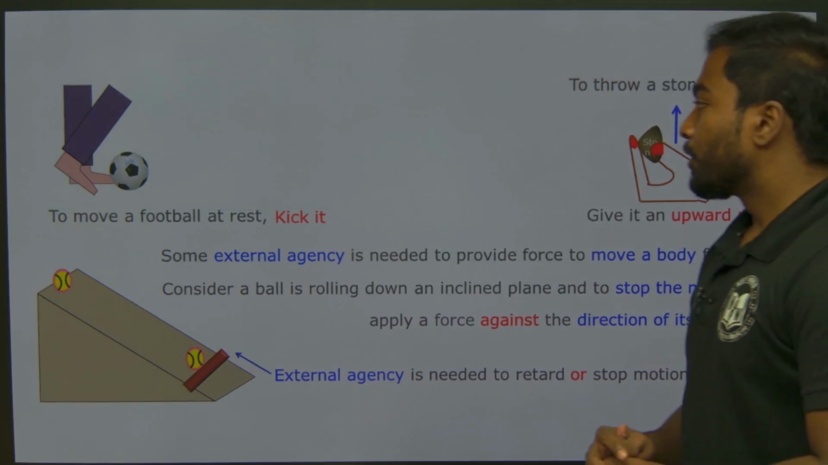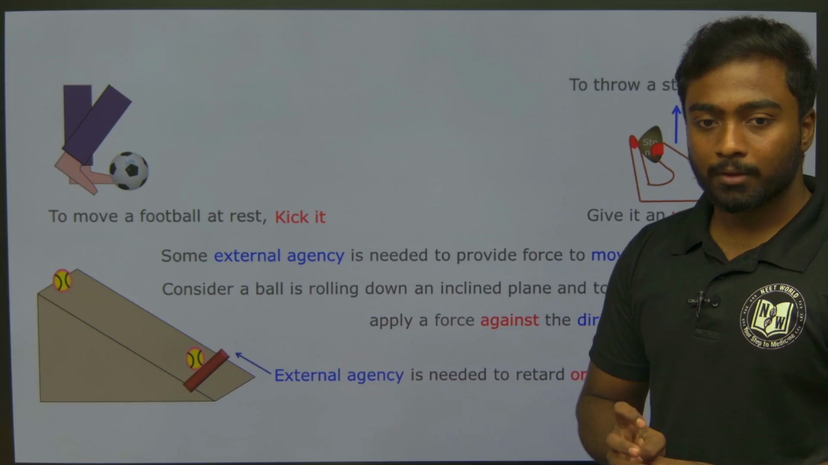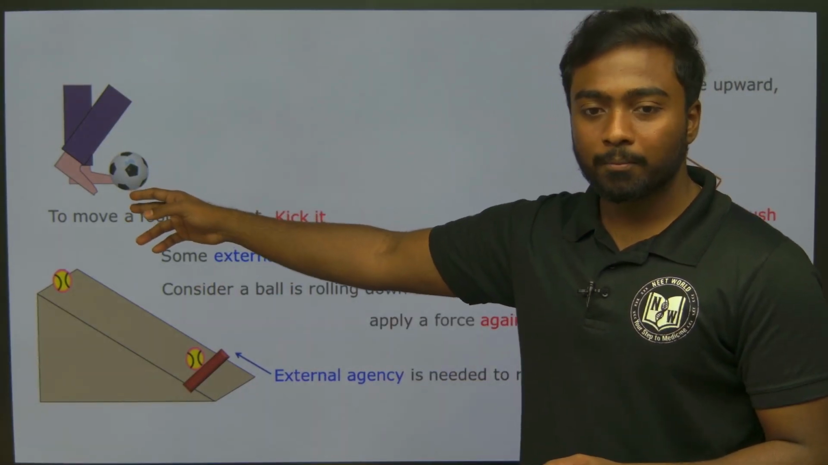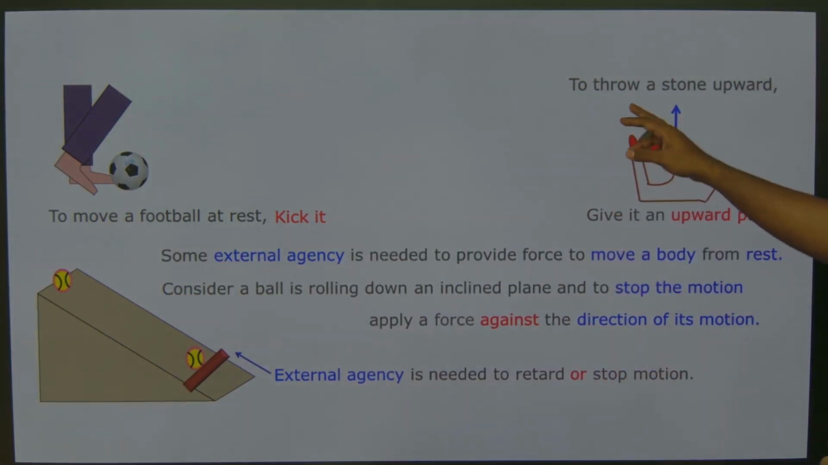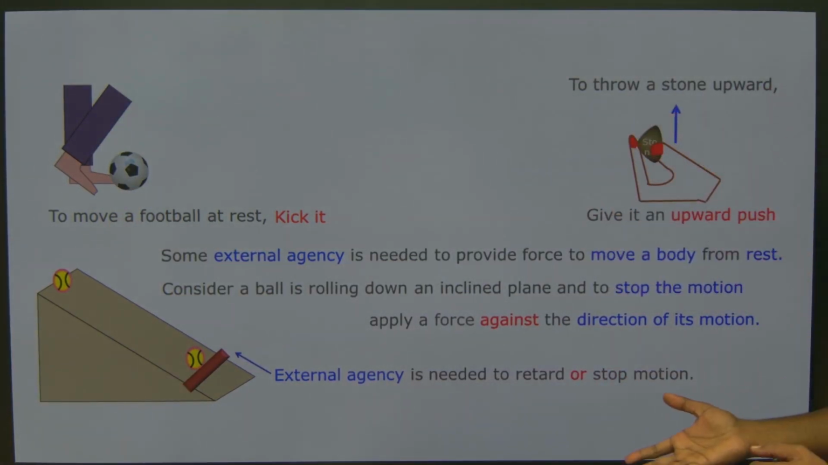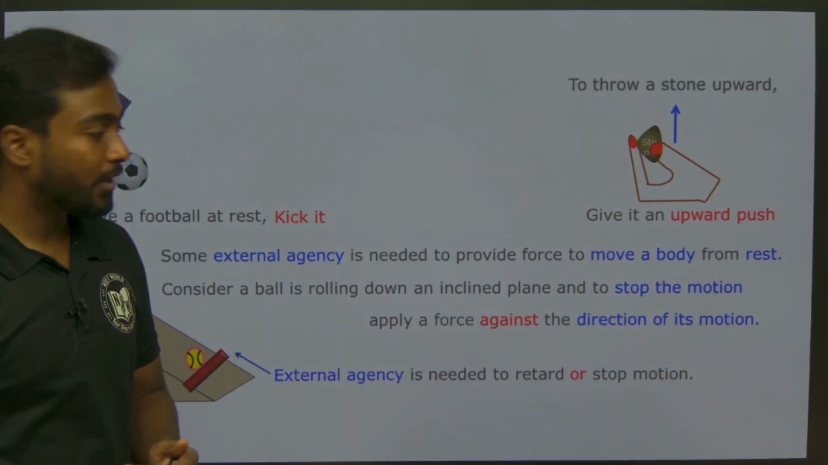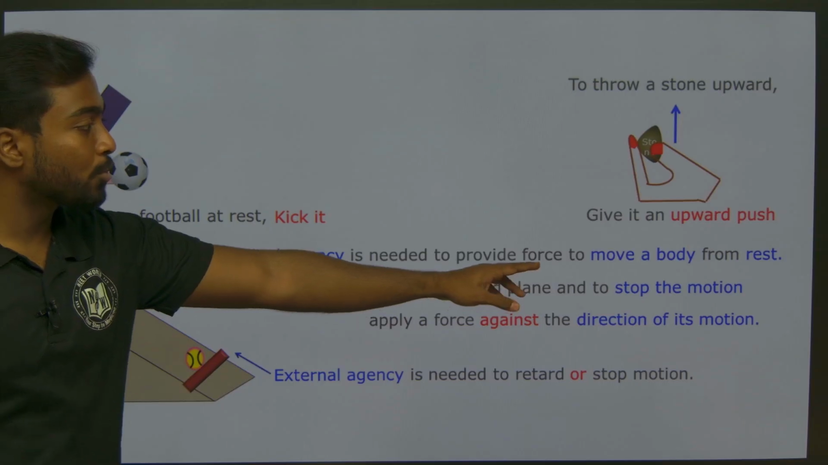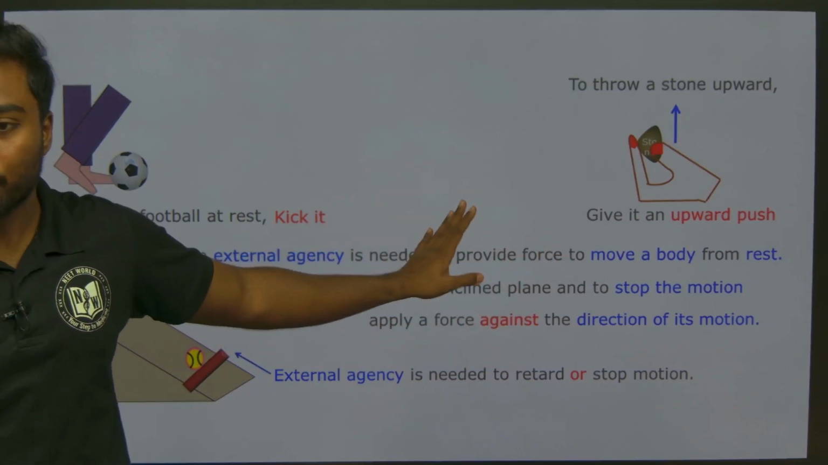Now, to move a football at rest, we need to kick that ball. What's happening over there? Am I pushing or pulling the ball? I am pushing the ball. To throw a stone upward, what am I doing? Pushing the stone upwards. So some external agency is needed to provide force to move a body from rest. It can be either a push or a pull.